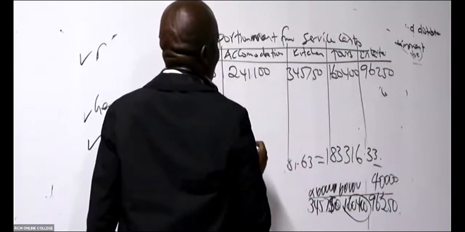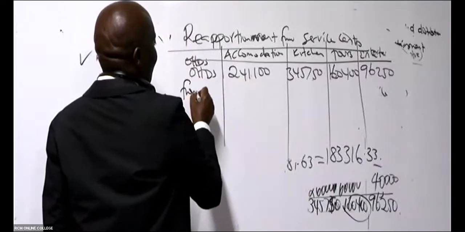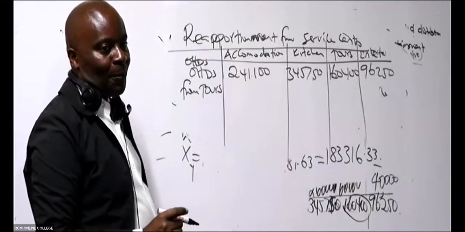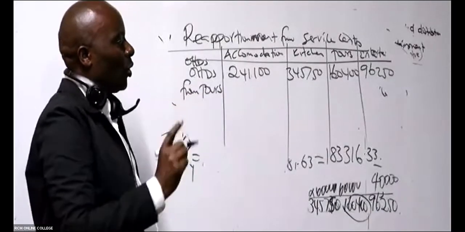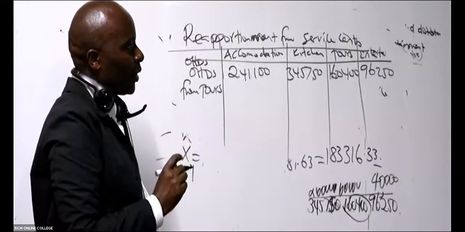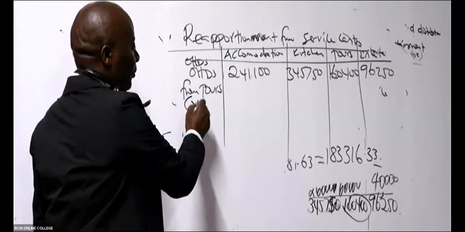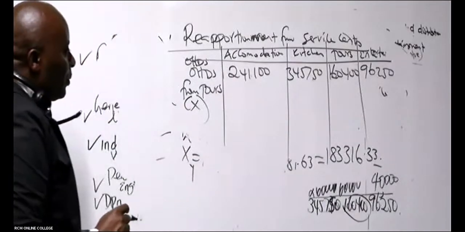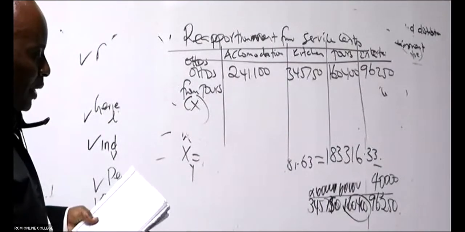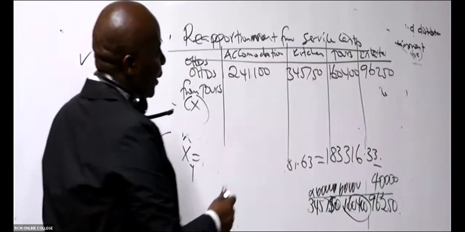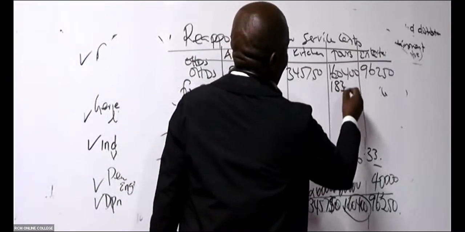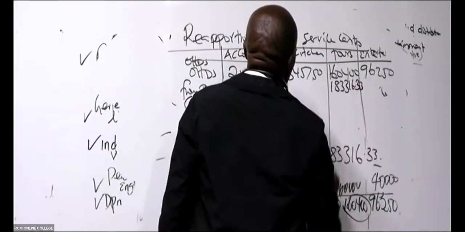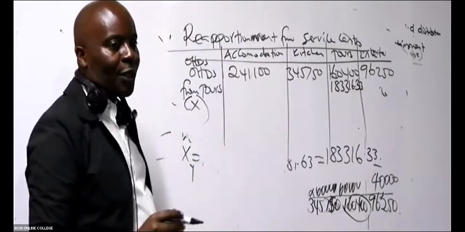So we come and they say from where? From tours. The first service department is tours. And the tours, we are removing the total overhead in the tours, which was our X, if you remember. What was the X figure that we got? 183,316.33.